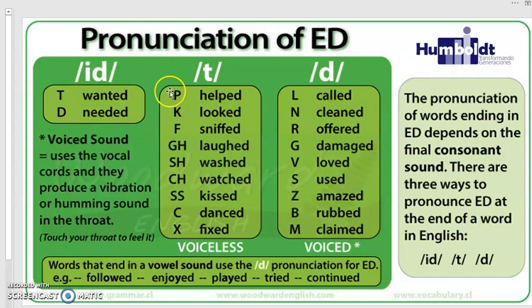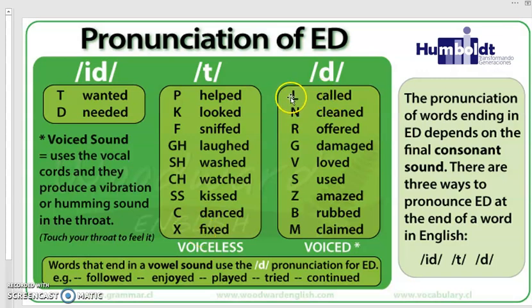Okay, so the verbs that finish in p, k, f, gh, sh, ch, double s, c, and x sound like t. For example, we don't say helped, we say helped. Looked, sniffed, laughed, washed, watched, kissed, danced, fixed.